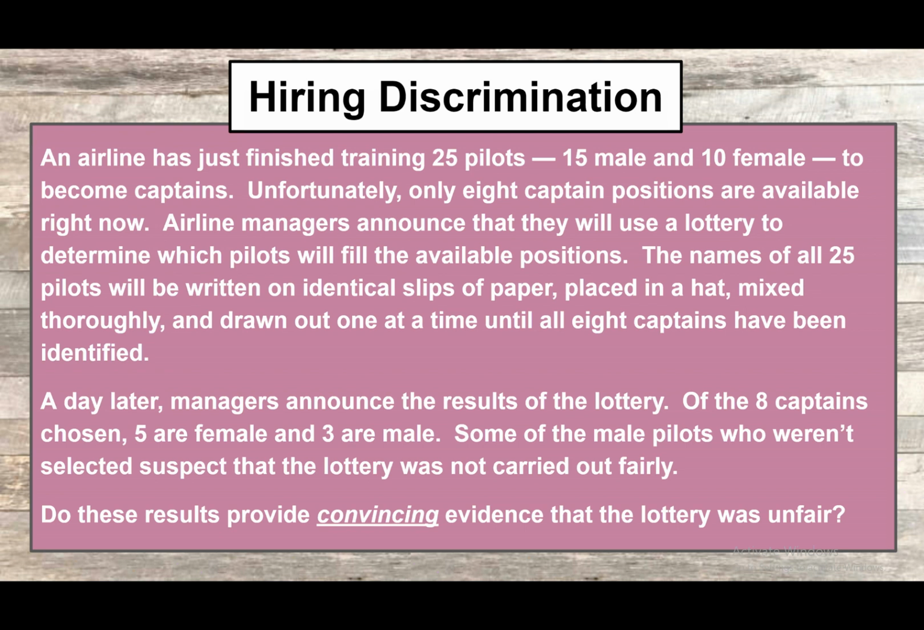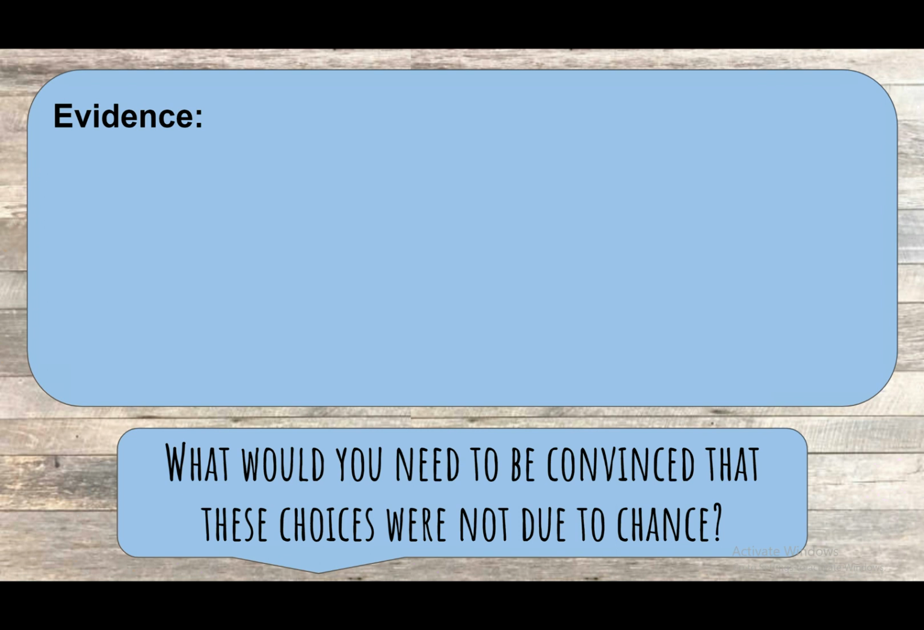Okay, so again, 15 males, 10 females to start. Out of that group of 25, 5 females and 3 males were selected from the lottery. All right, so what evidence, and right now this is purely opinion related, would you need to be convinced one way or the other that the lottery was either fair or unfair? What questions would you have?